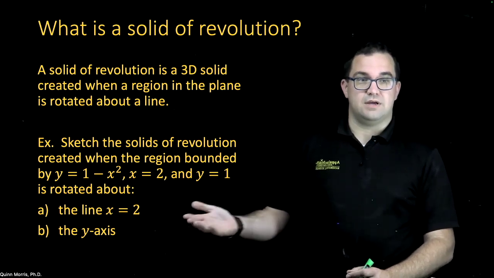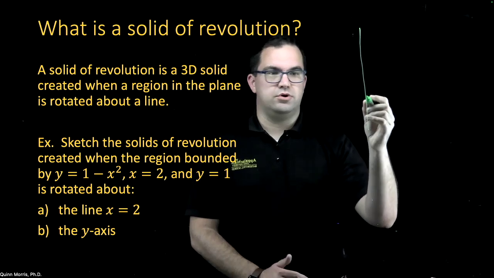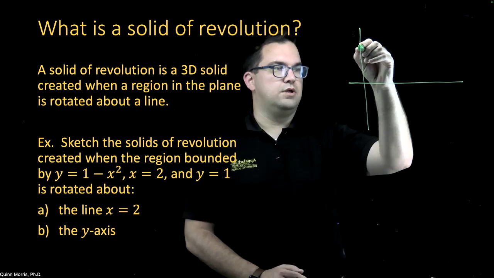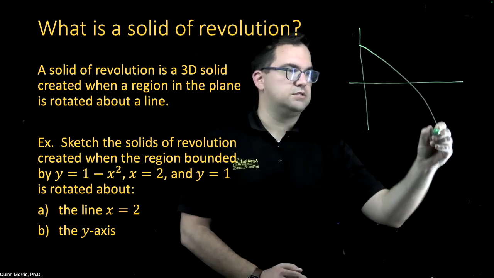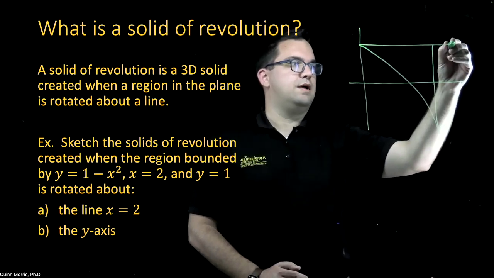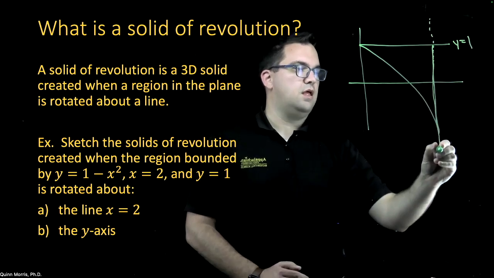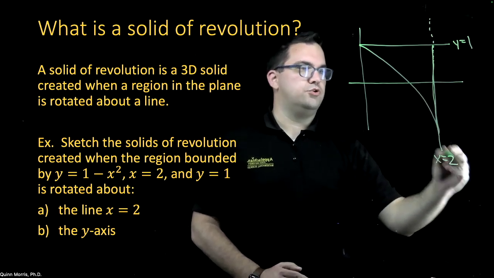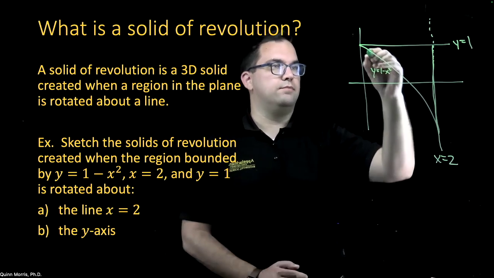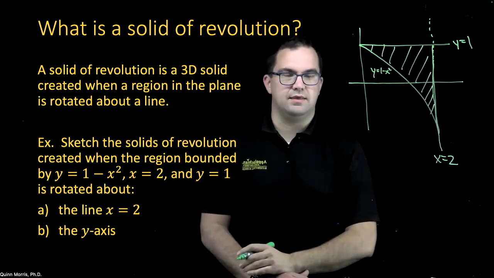Well, to make sense of this, I first have to make sense of the region. If I were to sketch this region, or you could use Desmos to help you, you get a region that looks something like this. This line would be y equals 1. This line is x equals 2. And this would be your function y equals 1 minus x squared. So the region you'd be looking at would look something like this.